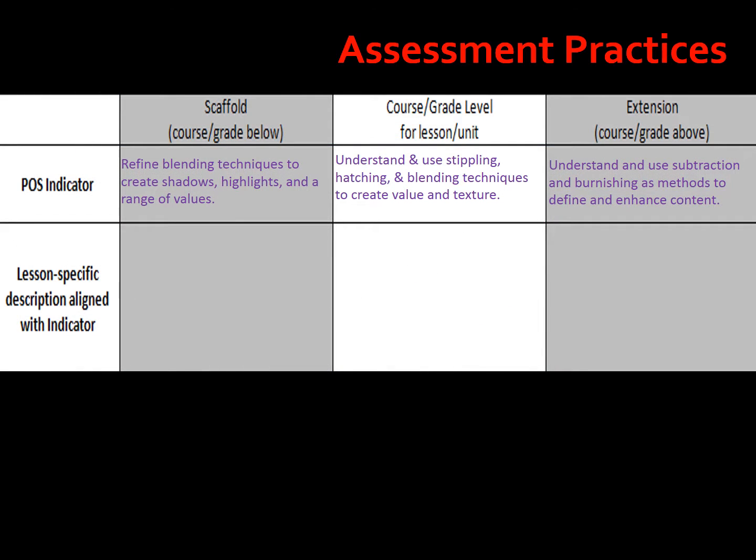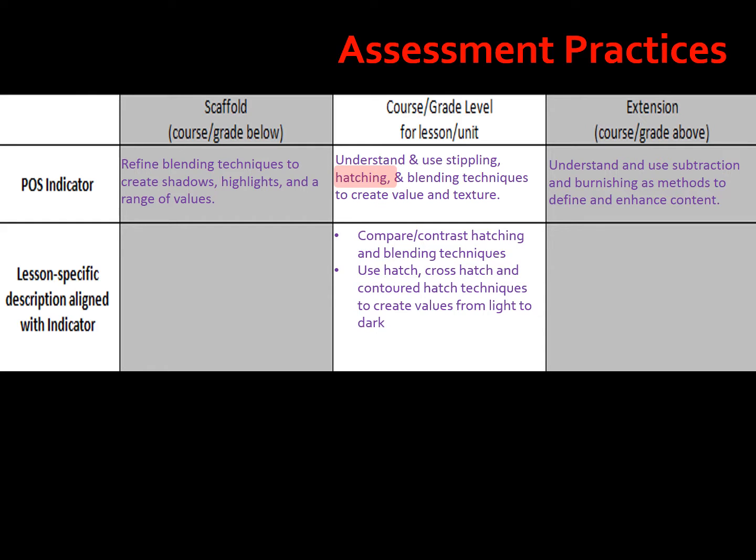Let's use the drawing techniques indicator from earlier to see how we might scaffold or extend it to meet student needs. The 7th grade indicator lists stippling, hatching, and blending techniques. The teacher wants students to focus on hatching in this particular lesson. Since students learned about blending to create value in the previous course, she might start by having students compare and contrast the 2 techniques. Then they could practice and incorporate hatching in their drawings.